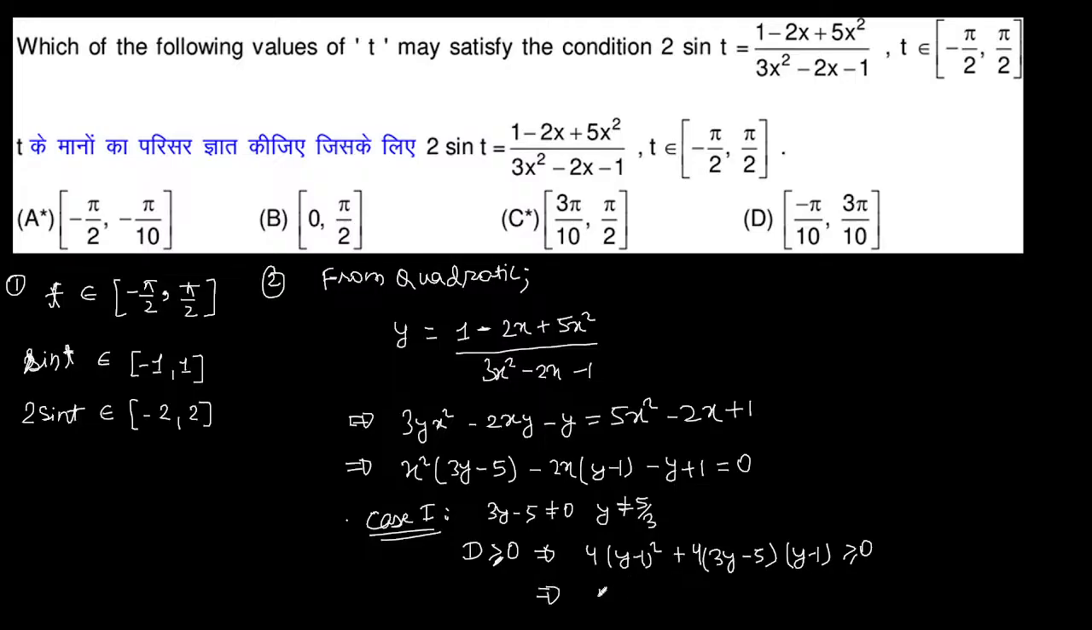4 gone, y minus 1 common, and we have 4y minus 6 bigger than or equal to 0. So if you try to find, y will belong to minus infinity to 1 union 6 by 4, that is 3 by 2, to infinity.